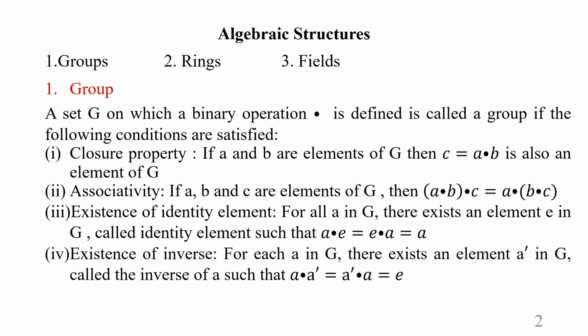Third one, existence of identity element. For all A in G, there exists an element E in G called identity element such that A dot E equal to E dot A equal to A. Fourth one, existence of inverse. For every A in G, there exists an element A dash in G called the inverse of A such that A dot A dash equal to A dash dot A equal to E.